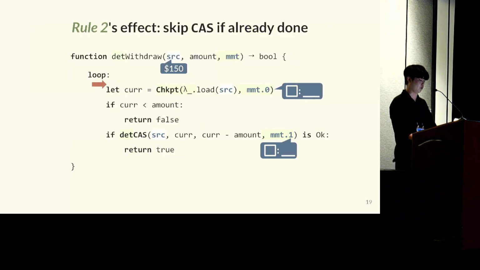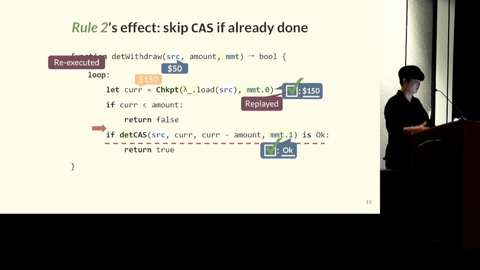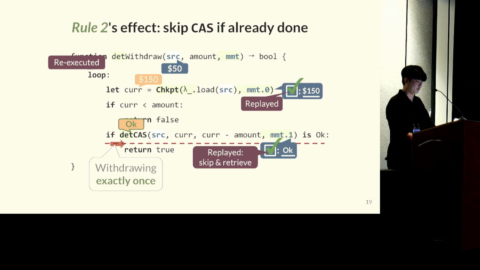Then let's look at the code where CAS is replaced with detectable CAS. We assume that the earlier part executed the same as before, and the completion and return value OK are recorded after executing the detectable CAS. Then a crash occurs. When it is executed again from the beginning, the checkpoint's replay returns $150, then CAS is run. With the pre-crash context stored in the Memento, it skips the compare and swap and retrieves the return value. In the end, OK is again returned. Also, because it did not actually perform the compare and swap, the fact that the compare and swap was performed exactly once is maintained. But still, there is a challenge.